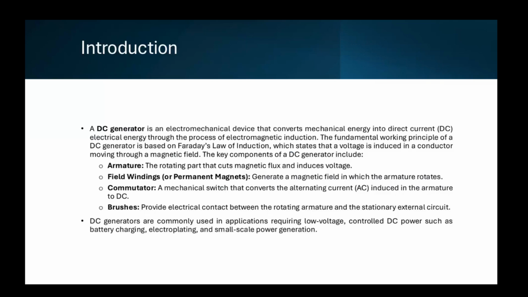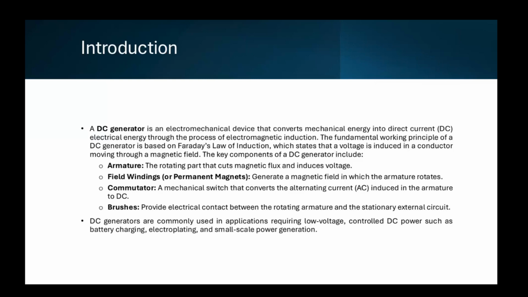A DC generator is an electromechanical device that converts mechanical energy into electrical energy through the process of electromagnetic induction. The fundamental working principle of a DC generator is based on Faraday's law of induction, which states that a voltage is induced in a conductor moving through a magnetic field.